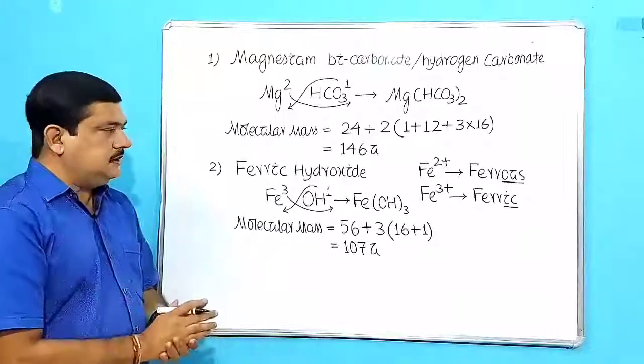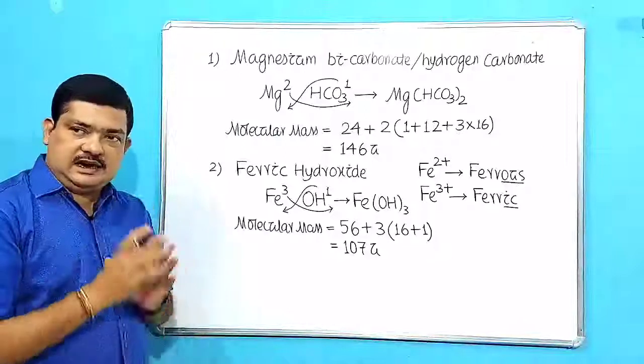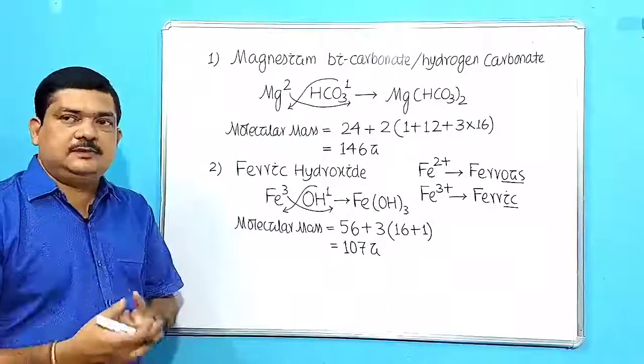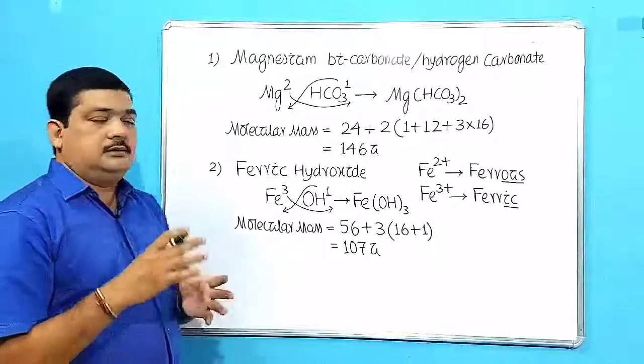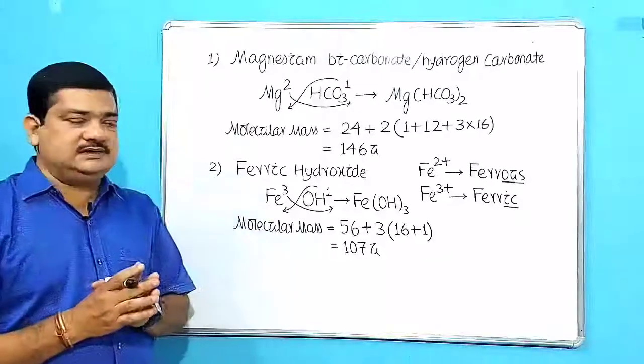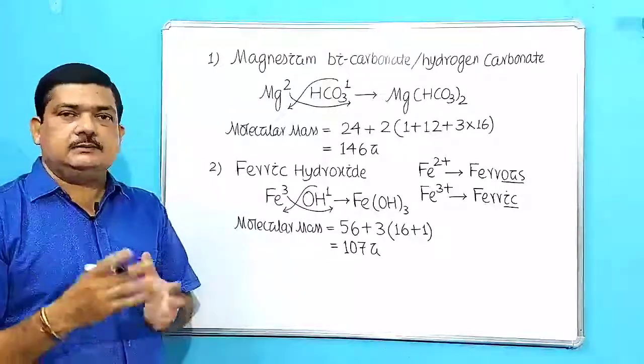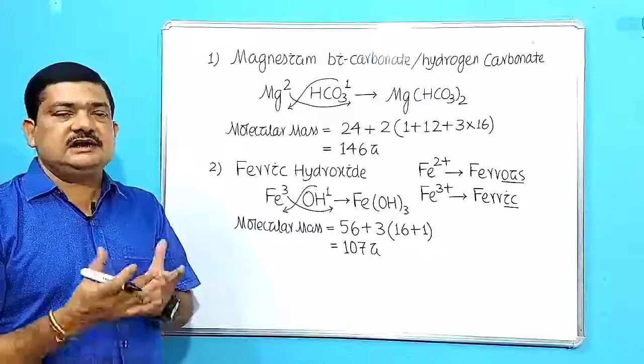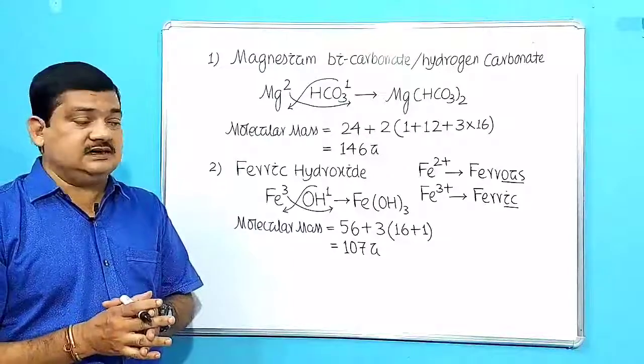Okay. So it's very simple. You have to simply write the correct formula which madam is teaching you. So you have to remember the valency of different radicals. Positive radicals are called basic radicals. Negative radicals are called acid radicals.